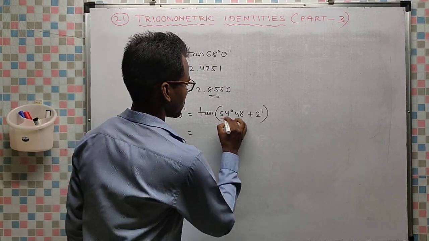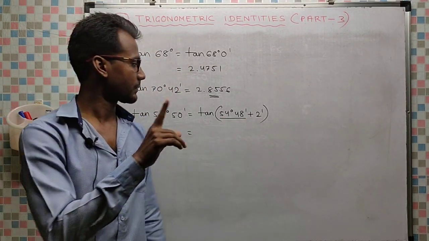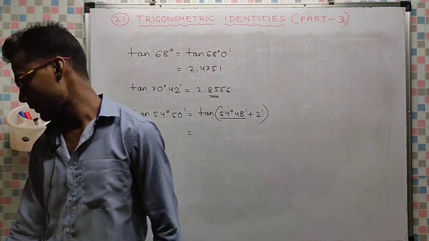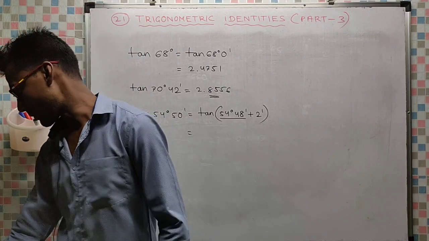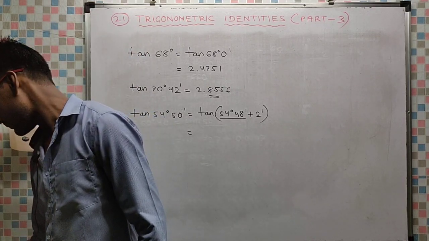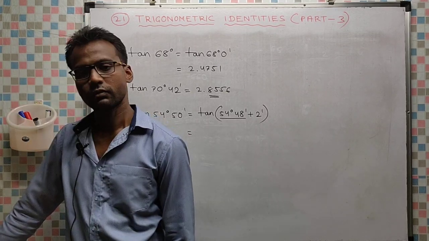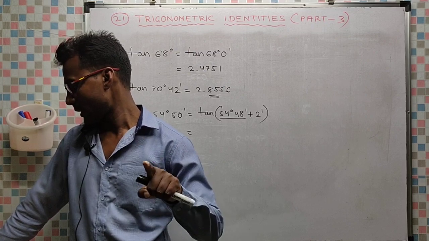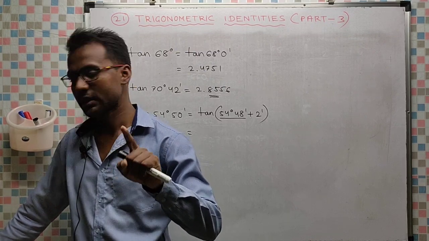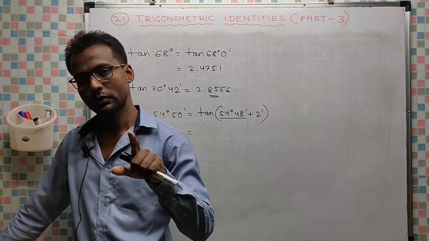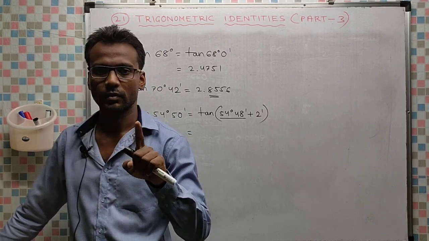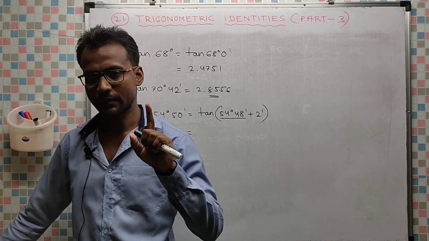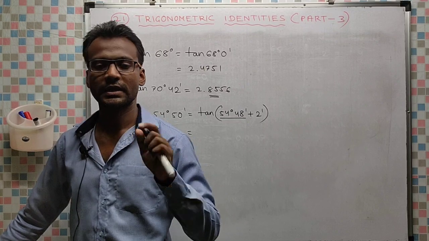Now your first work is to locate tan 54 degrees and 48 minutes. What is the value? The value is given as 4176, but it is not 4176. You can look at 54 degrees 0 minutes, the value is 1.3764. Look at the value for 0 minutes, 1.3764, means 1 has to be added. So it is not 4176, it is 1.4176.